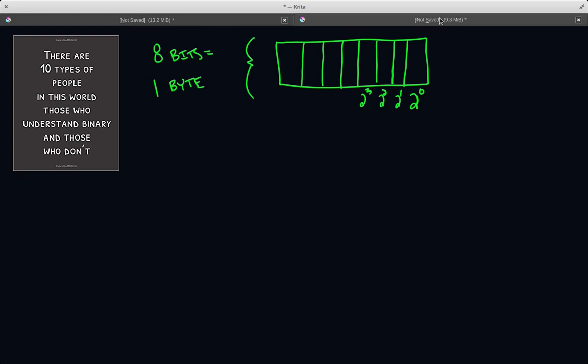So again, we go from right to left, and they're telling us straight away that this is going to be a 0, and this is going to be a 1, and then when you don't have anything else, it's just off. So these are all going to be zeros. So 2 to the 0 power is 1. 2 to the first power is 2. So what they're saying is there are 2 types of people in this world, those who understand binary and those who don't.